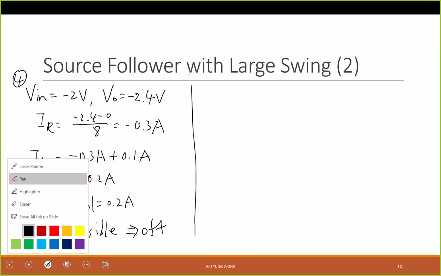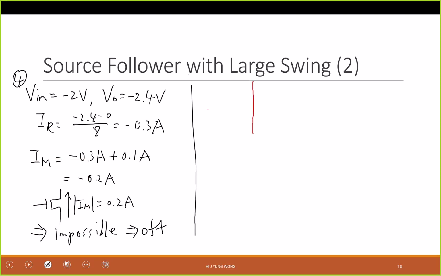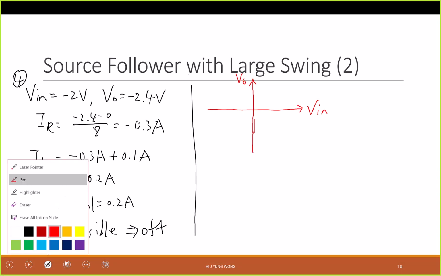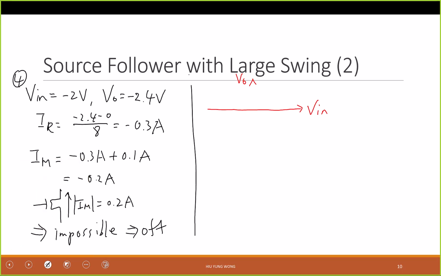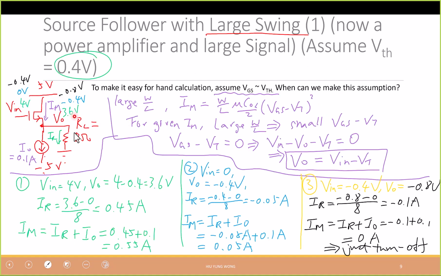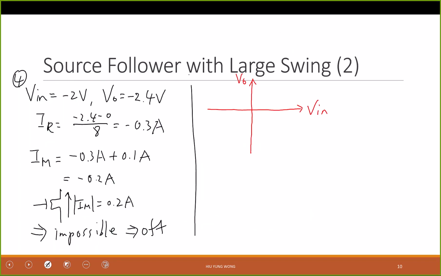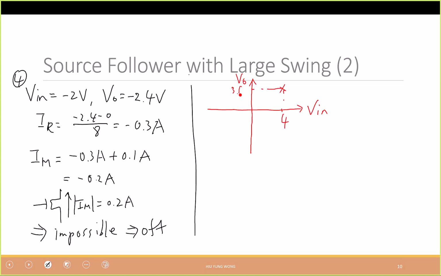Now, with this, we can start drawing the result. I have the input V in here, and then I have the V out, right? It's in 2 slides, so it's not easy, but it's good if you can memorize what we just discussed, right? We start with 4 volts, output is 3.4, then I keep going down, become negative 4, and then negative 0.4 become negative 0.8. So it's like this. This is 4. It gives me 3.6 output, and then we keep going down. When I reach negative 0.4, this is negative 0.4. When I reach 0, the input is 0, output is negative 0.4.